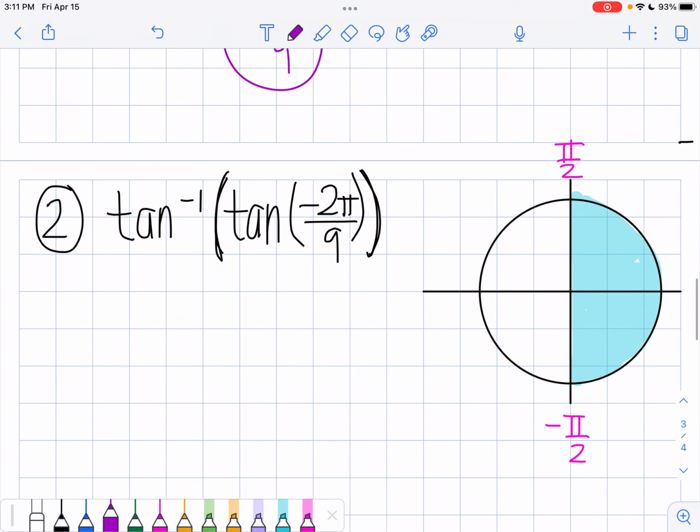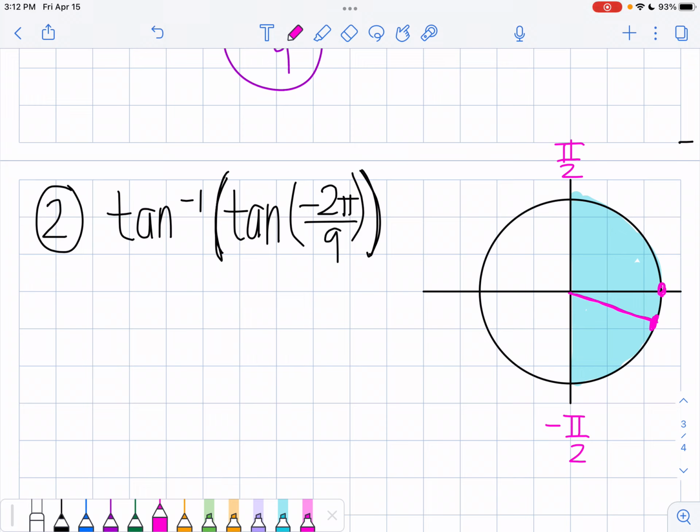Okay, the inverse tangent of the tangent of negative 2 pi over 9. So where is negative 2 pi over 9? I'm going to start here and go down. So negative 2 pi over 9, probably somewhere right about here, just a ballpark. Okay, so do I need to know what negative 2 pi over 9 is when I take the tangent of it?